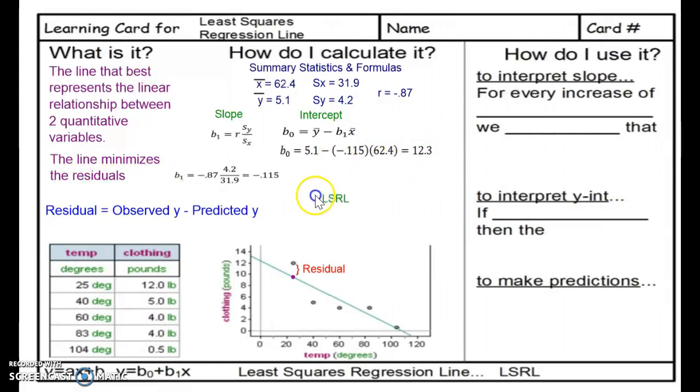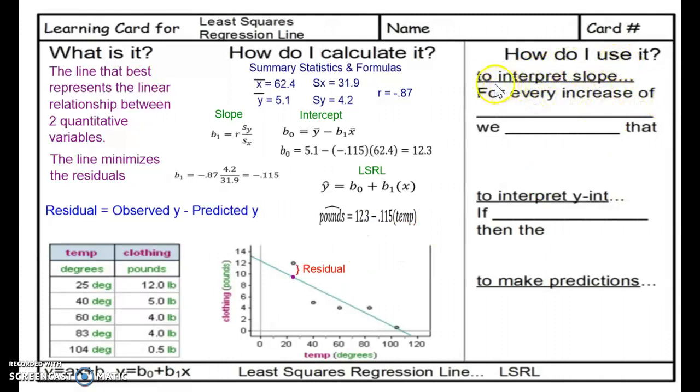Now, how do we put this all together into our least squared regression line? Well, the equation follows this. Y hat, which is your predicted value, equals the intercept plus the slope times x. So when we plug everything in, what we get for our least squared regression equation is pounds hat, the hat needs to be there, equals 12.3 minus 0.115, the slope, times temperature. So there is the way to calculate our slope and intercept and put it into our equation for our least squared regression line.